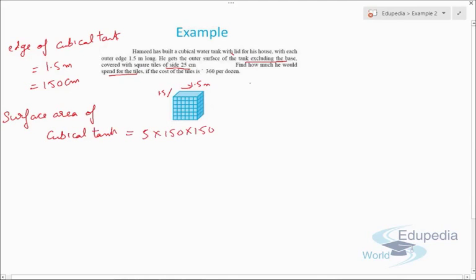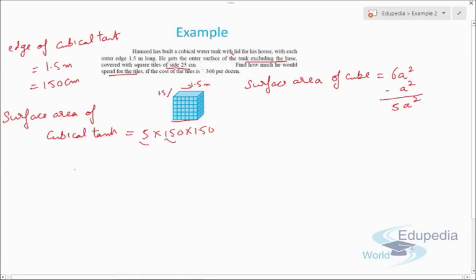Let's say the surface area of a cube is 6a square. Now over here we need not cover the base, so we need to exclude one part, minus a square. So what we will get? We'll get 5a square. So that's what we are doing. The surface area of the cubical tank is 5 times a square, which is 150 times 150, right? Now what's the next step?